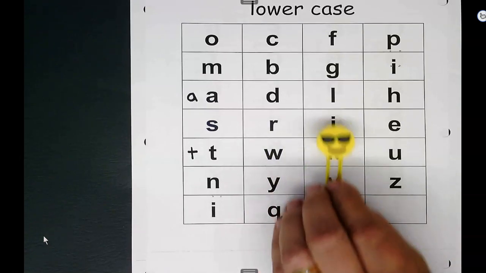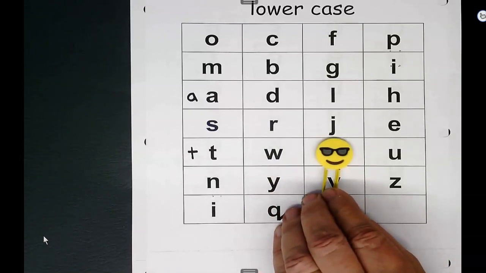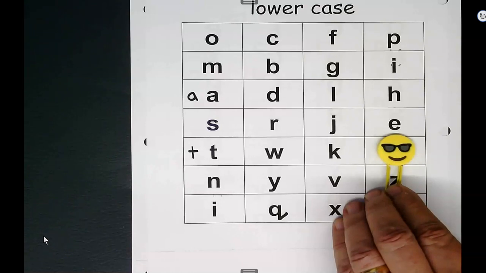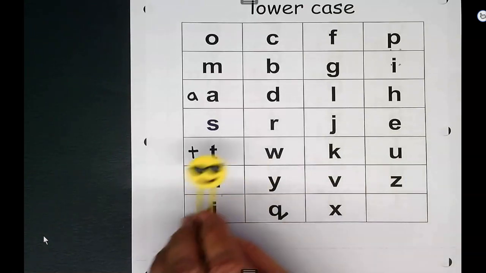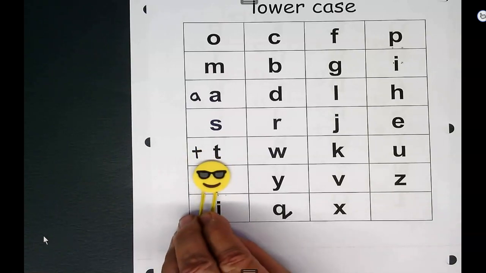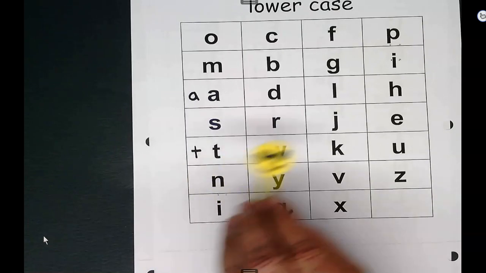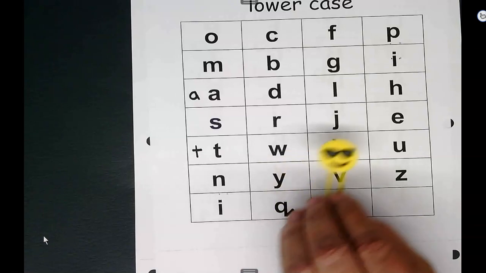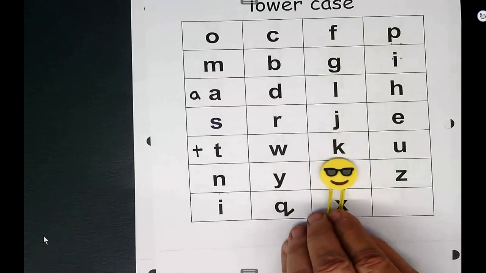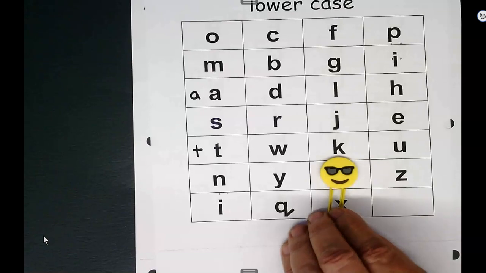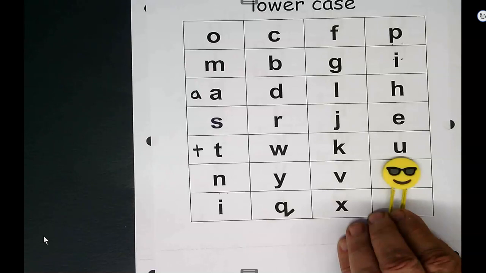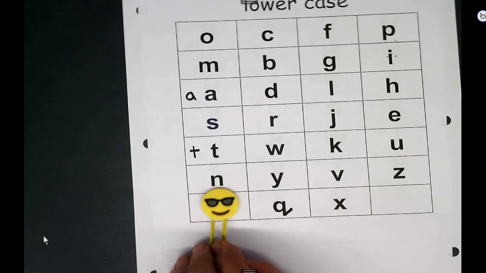What is the name of this lowercase letter? R. What is the name of this lowercase letter? J. What is the name of this lowercase letter? E. What is the name of this letter? T. What is the name of this letter? W. What is the name of this letter? K. What is the name of this letter? U.